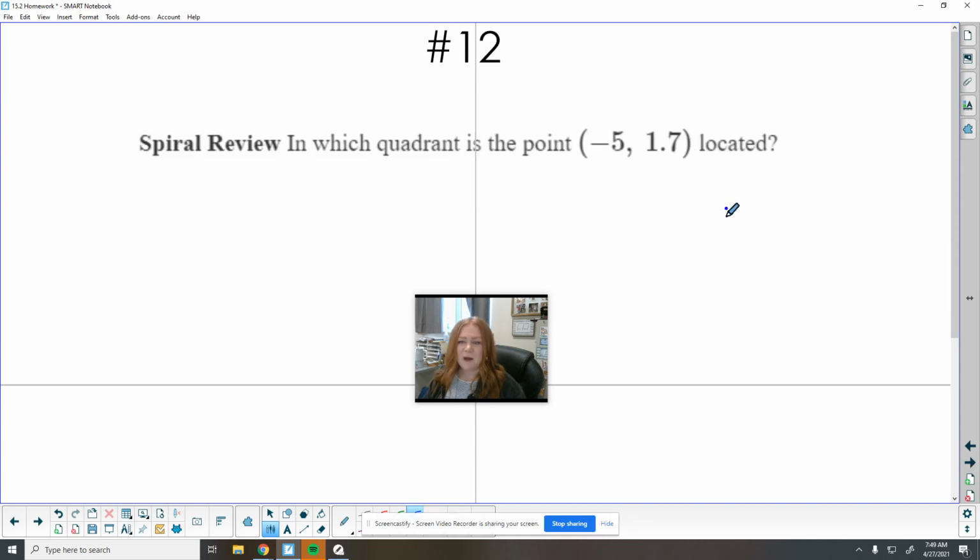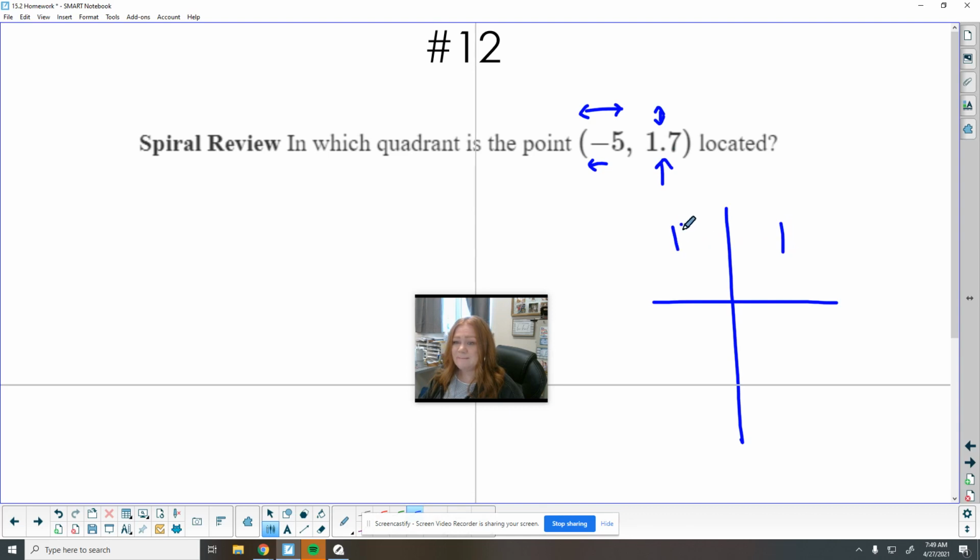And last one, number 12, asks which quadrant (-5, 1.7) is located. So remember, we always want to go over. So go to -5 and then up or down. So this is positive 1.7. So negatives, right, go to the left. Positives will go up. So we always start here in our positive quadrant. So here's quadrant 1, quadrant 2, quadrant 3, and quadrant 4. It just goes around in counterclockwise order.